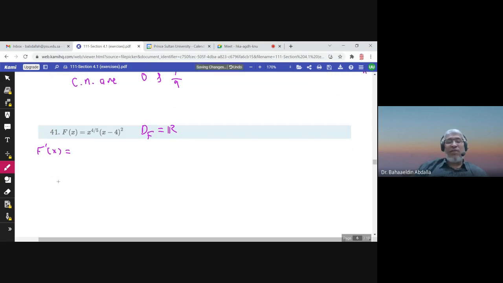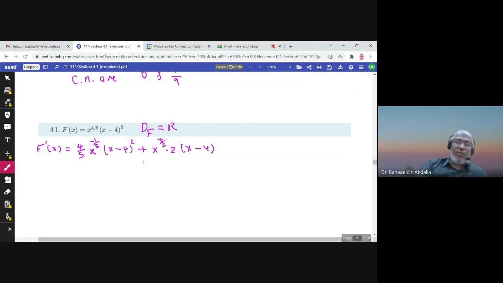And to find the derivative, I have to use the product rule. So the derivative of x to the power 4 over 5 is 4 over 5 x to the power 4 over 5 minus 1, which is negative 1 over 5. This is the derivative of the first function, plus the derivative of the second function, which is 2 times x minus 4 times 1.